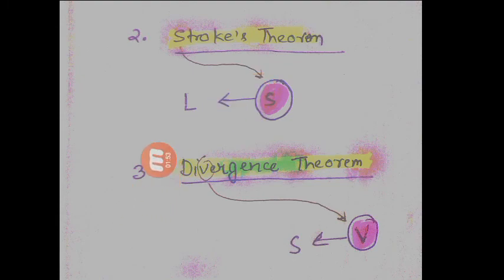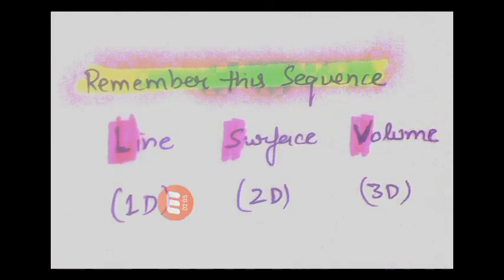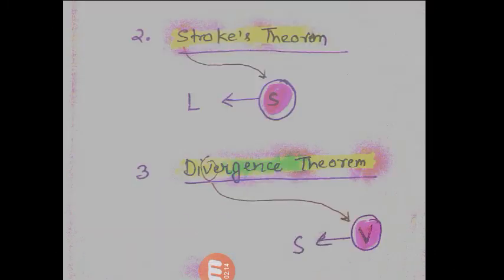In the divergence case, take this V, and what comes before V is S. As you can see in this sequence, what comes before V? S comes. So the divergence theorem will be a relation between volume and surface.